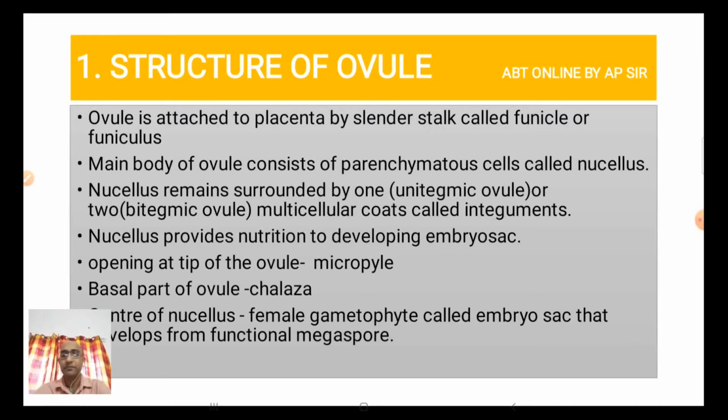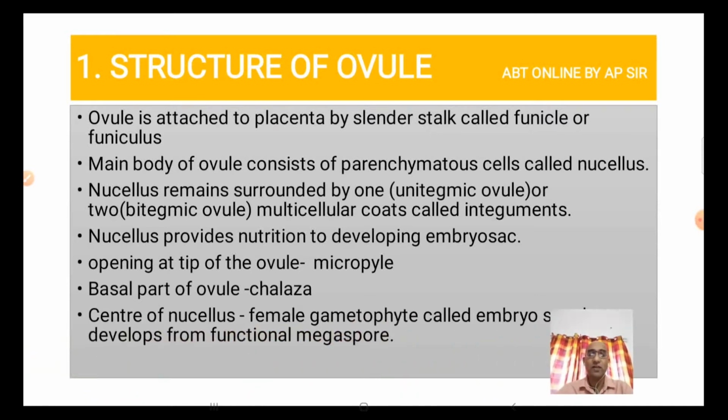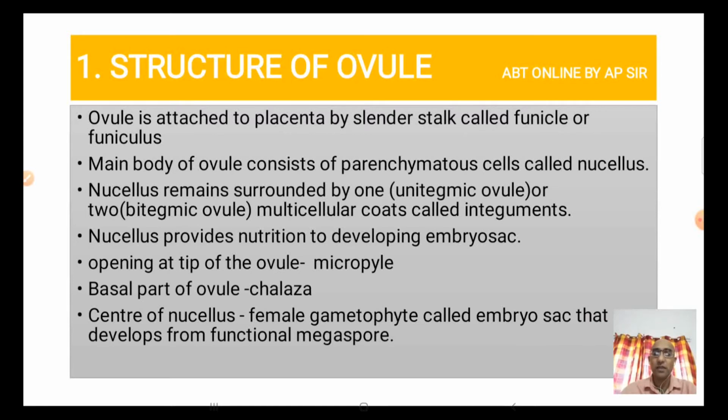Got it? At the center of the nucellus there is the presence of female gametophyte, which is otherwise known as embryo sac. Got it? And this embryo sac develops from the functional megaspore.